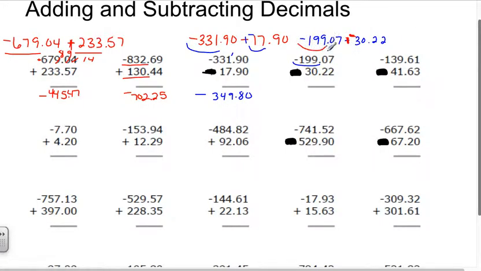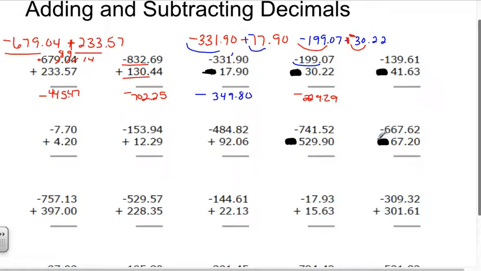Now again, I have 199 negatives, 30 negatives. They're all negative, so my answer will be negative, and add these up. 7, 8, 9, 2, 9, 12, 2.